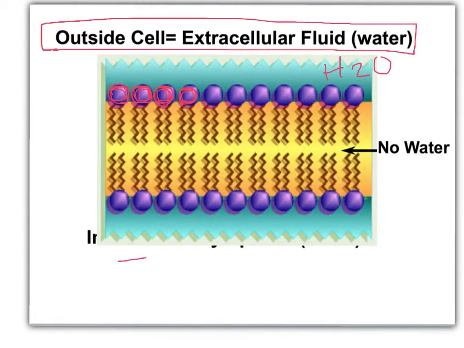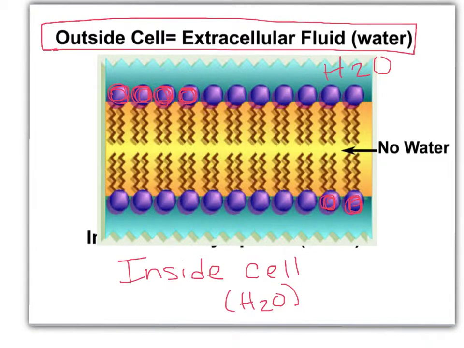On the bottom here we have inside the cell. And inside the cell is mostly cytoplasm, right? So there's water inside the cell. And you'll notice that there we have those phosphate groups that have a charge to them. They're water-loving and they line up there. In the middle here, we have our lipid layer, our fatty acids that don't like water, and they squeeze all the water out.